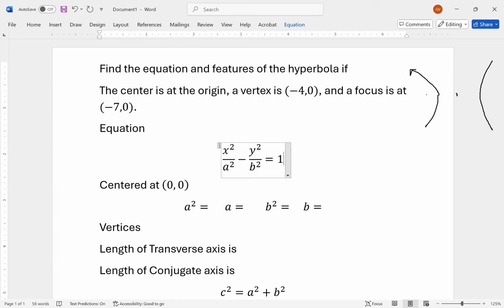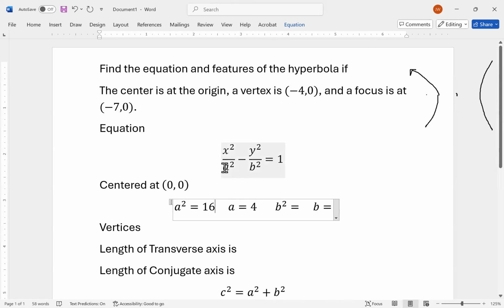All right. Now, the vertex is at negative 4, 0. This means from the center, we had to move 4 units to the left. So my a is going to be 4, and my a squared is going to be 16. So I know that my equation is going to look like x squared over 16 minus y squared over b squared is equal to 1.